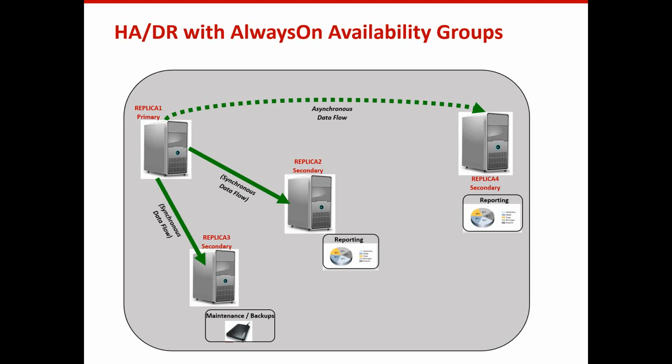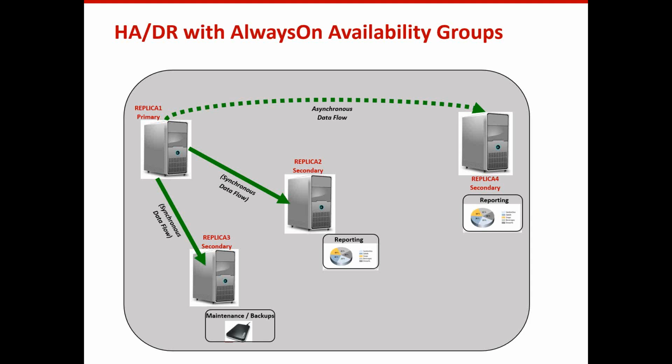Replica 1 is my primary replica over on the left side. This is my production machine. This is where all of the read-write operations are going to happen. Replica 2 is my secondary that I have set up to do reporting. Also, I've got synchronous data flow going to that machine.